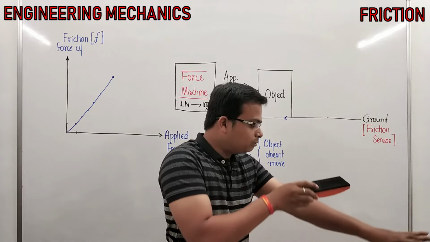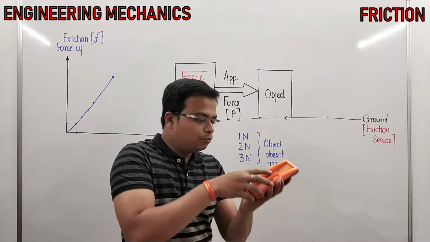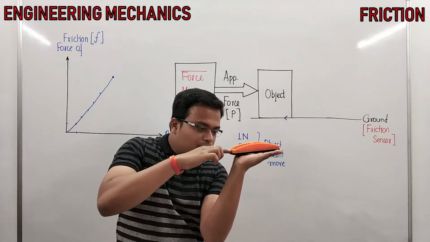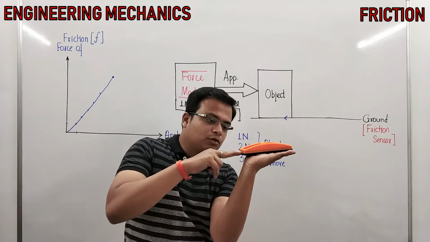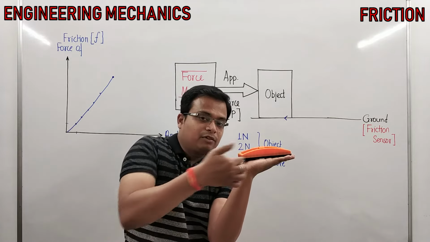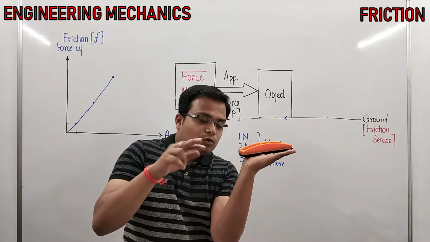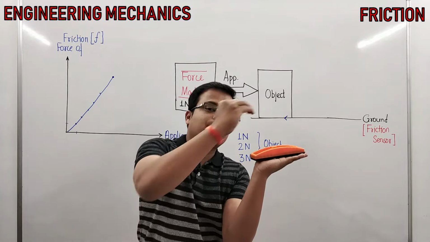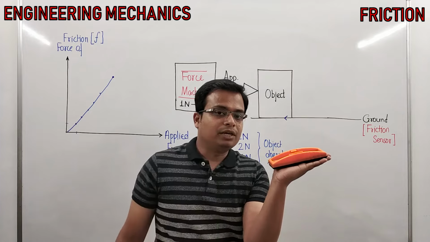Anyway, it's something like this. So you've got a block over here. It's in a state of equilibrium. If you apply a force of 1 Newton, it does not move. Apply a force of 2 Newton, it still does not move, because the forces are being balanced by the force of friction. That means friction force is actually adjusting itself with respect to the applied force. If you keep on increasing the applied force, the friction force also increases.